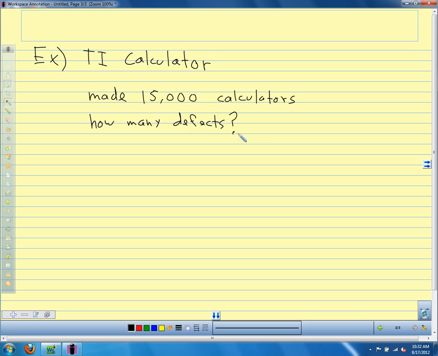So we don't want to test all 15,000 calculators. That would take too long. That would cost us too much. So what we're going to do is pull out 450. We're going to test 450 of them. And in that test we found 4 defects.